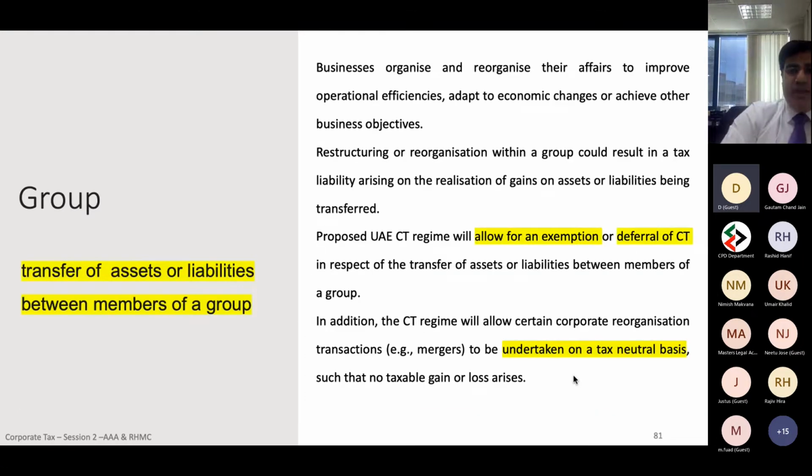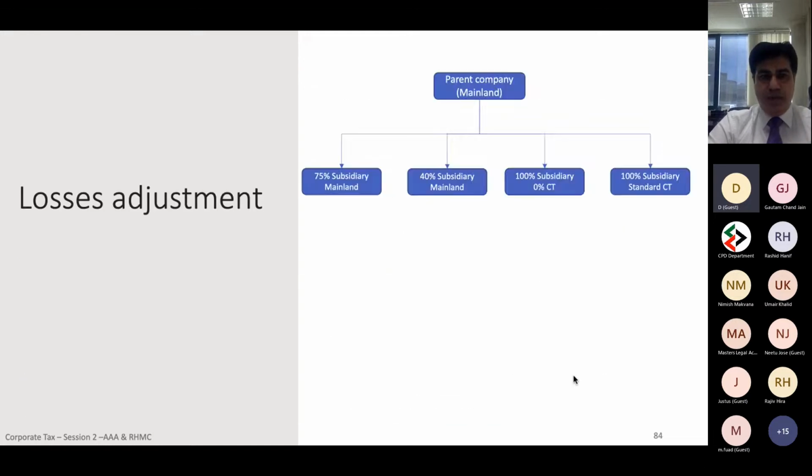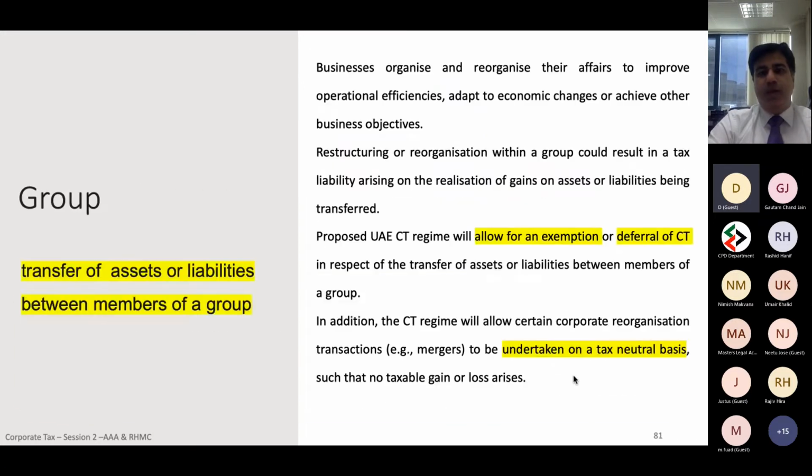But I'll just give an example here also. We'll come to the example also in this case. So when there is a transfer of assets happening, subject to certain conditions, that we have transferred the asset at the book value, the transaction may not be taxed at the first stage.